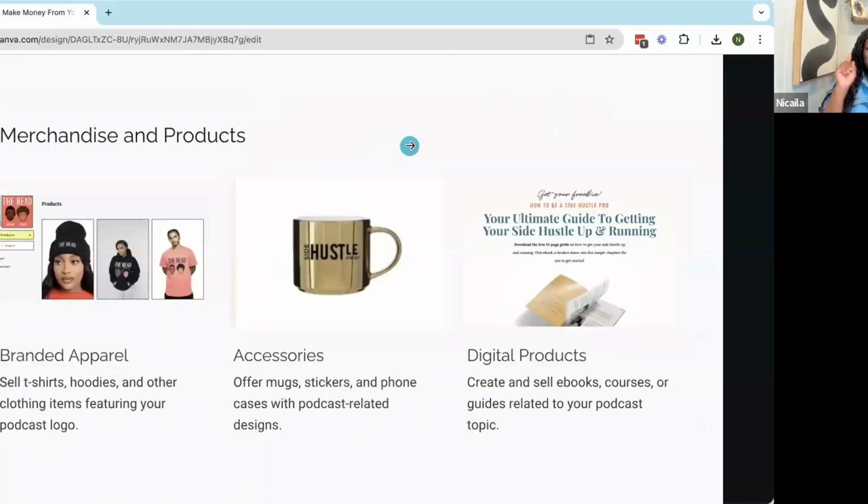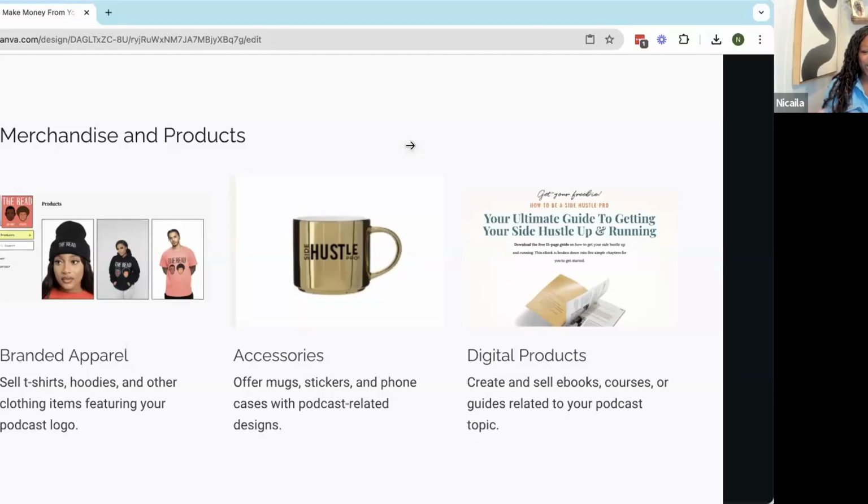Now let's get into another revenue stream that you can test, which is merchandise and products. So you can test out creating branded apparel. And I highly recommend doing this, again, low cost. I am the queen of low cost, all right? There are platforms like Teespring, all sorts of different platforms that you can use where you don't have to hold any inventory. So you can create it online, design it online, and if someone orders, it's fulfilled.